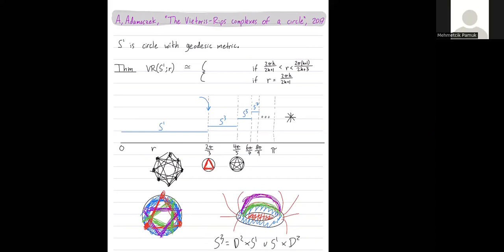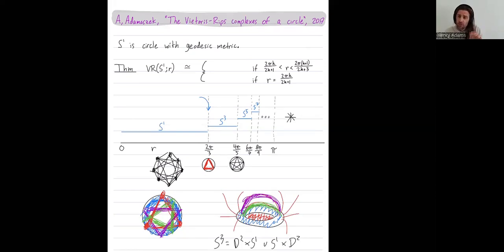How did you realize this S3 when the scale parameter is between 2 pi over 3? Did you calculate the third homology, or? How did we prove it? Yes, that it is S3. That's right. So the sketch of the proof is as follows.